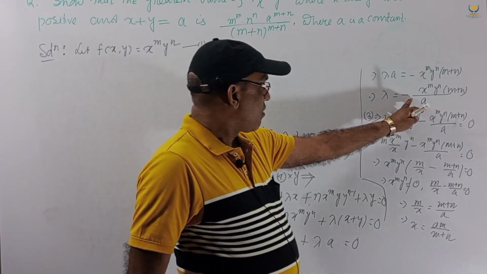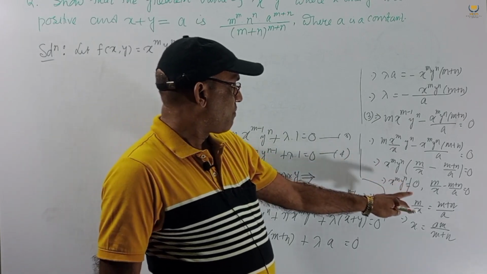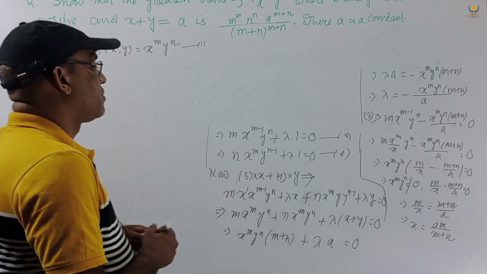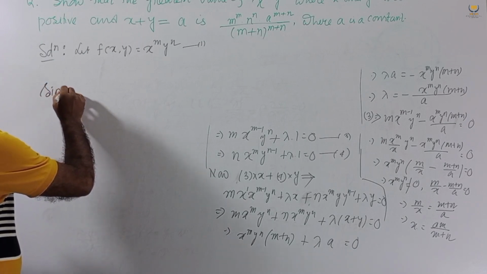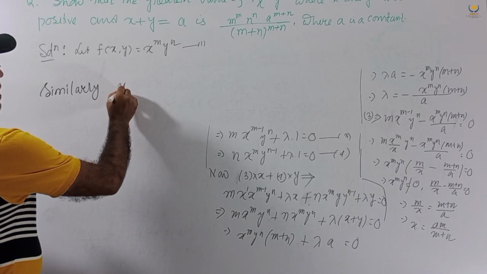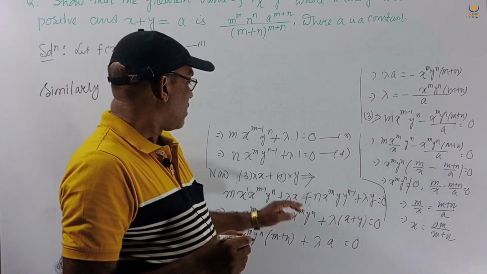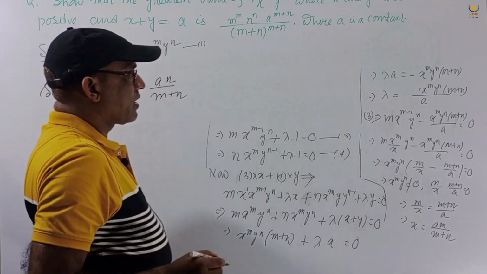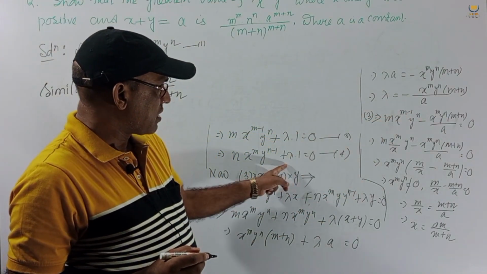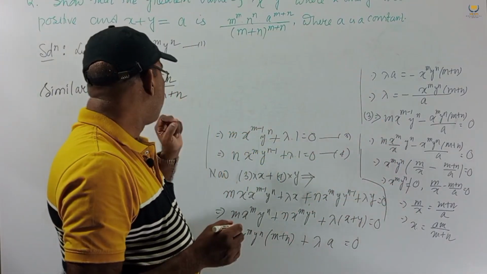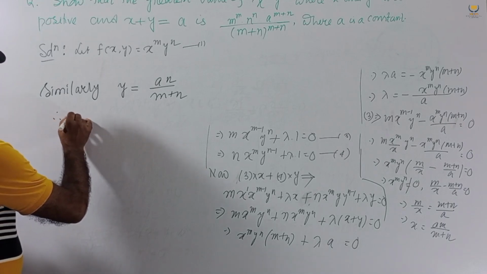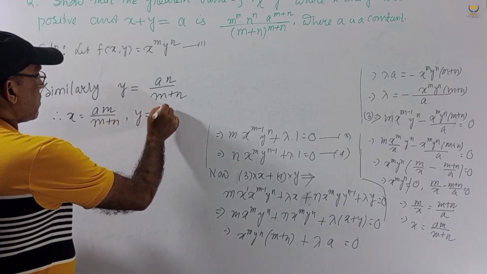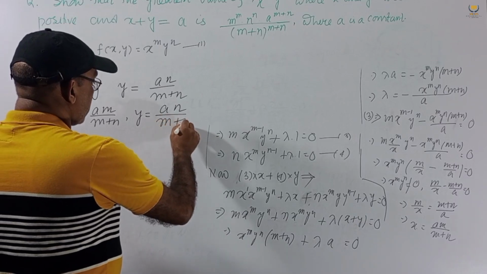So putting the value of lambda in equation number 3, we get value of x, and same way if we put it in equation number 4, we get value of y. So similarly y equal to, here we get n by m plus n. If we put the value of lambda in equation number 4 in place of this, in this way if we calculate, we get value of y. Therefore what we get, x equal to am by m plus n, and y equal to an by m plus n, we get this.